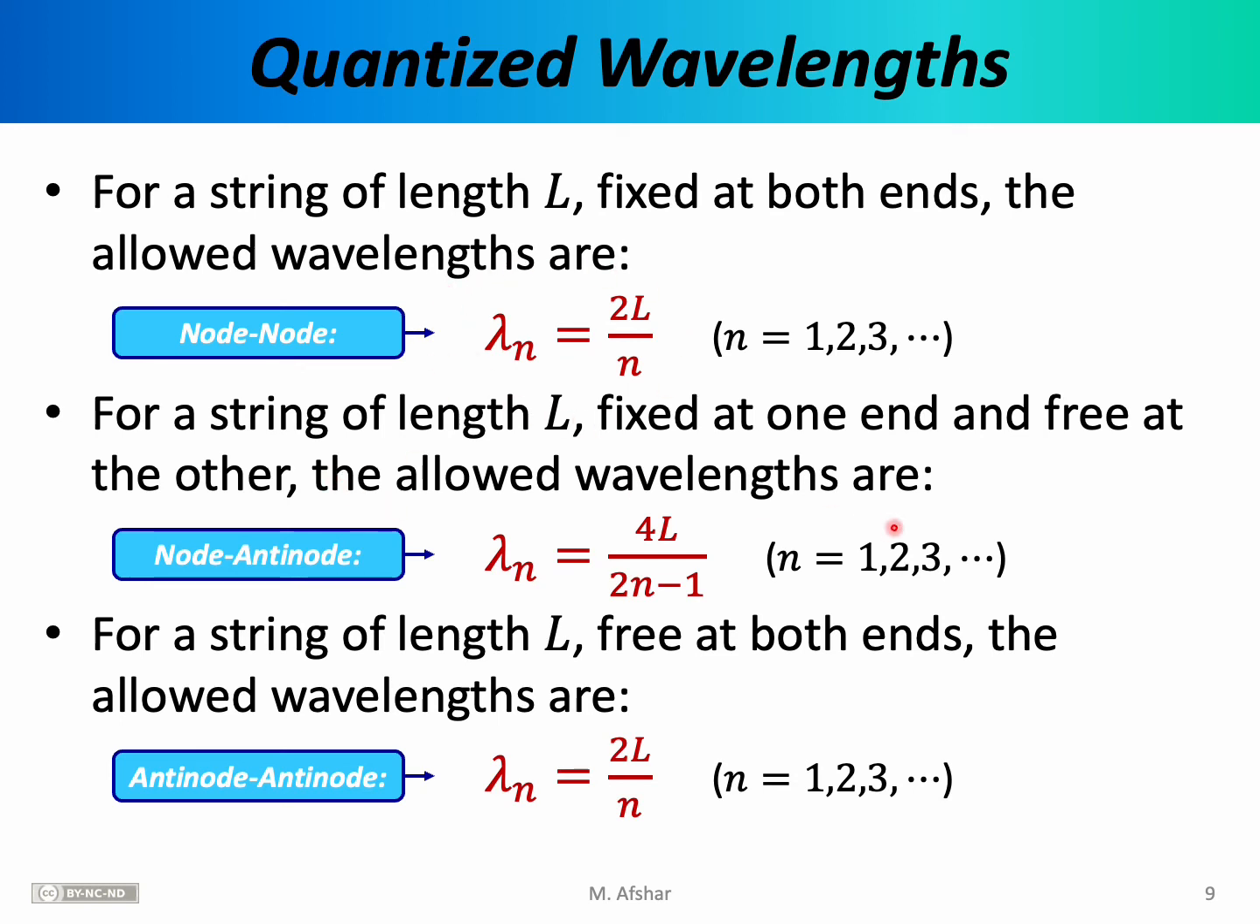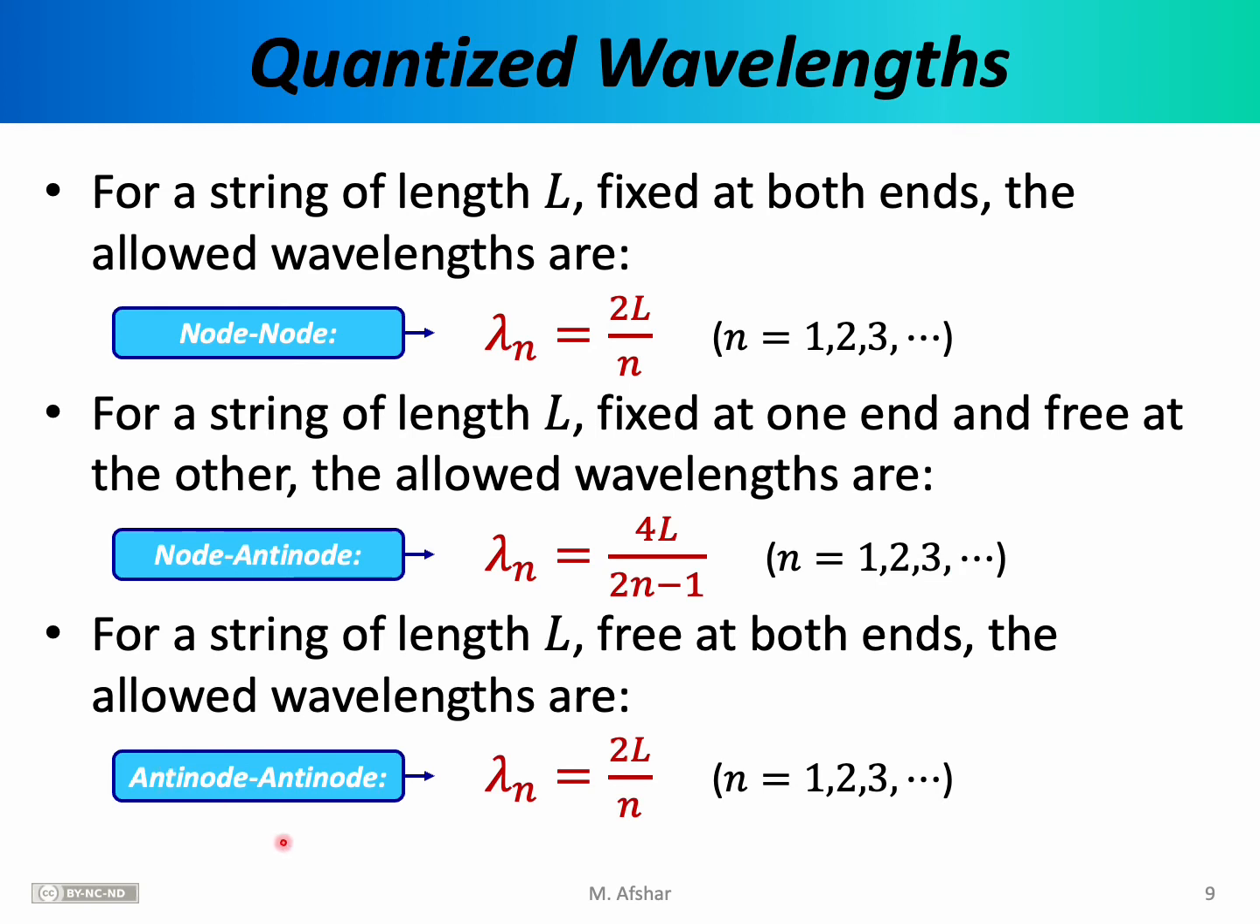If you have a string that is fixed at one end and free on the other end, we describe that as a node-antinode boundary condition, then the only possible wavelengths are these ones. There are infinitely many possible wavelengths. However, you can't have just any wavelength. The particular wavelengths that are allowed are provided by this equation here, where n takes the values 1, 2, 3, all the way to infinity.